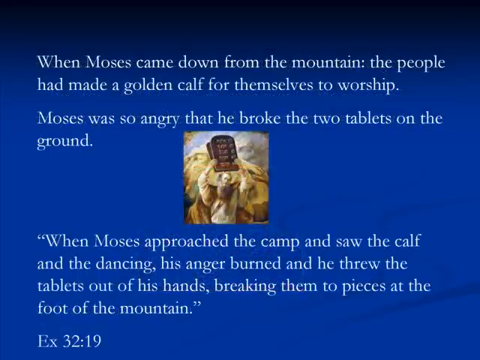When Moses came down from the mountain, the people had made a golden calf for themselves to worship. Moses was so angry that he broke the 2 tablets on the ground. We read in Exodus 32, "When Moses approached the camp and saw the calf and the dancing, his anger burned, and he threw the tablets out of his hands, breaking them to pieces at the foot of the mountain."